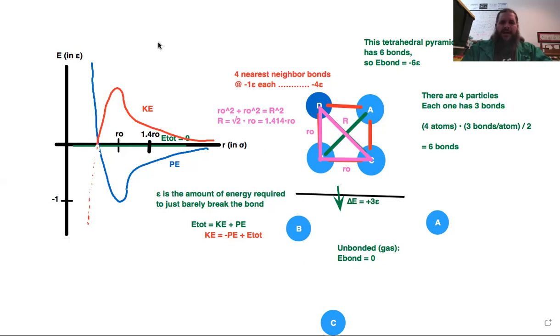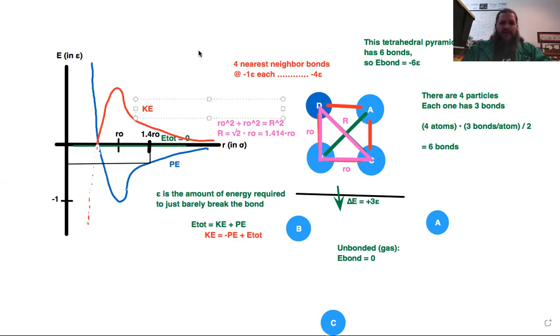And then you can use the graph to find how much energy it has at that distance. So this distance, and you want a more accurate graph than this sketch, but that distance should have this much energy. And I'm just approximating here. Let's say we find that that's about 0.2 epsilon, or negative 0.2 epsilon.